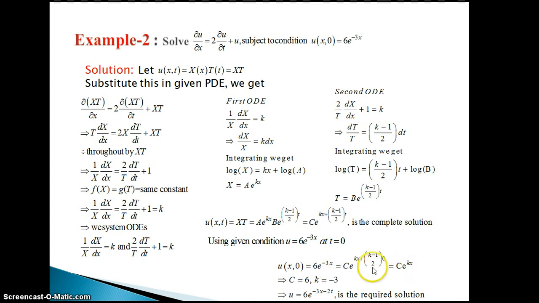Comparing the left hand side and right hand side, we will get C is equal to 6, that is the coefficient of e power minus 3x and e power kx. So we'll get the C value as 6. Similarly, e power minus 3x is equal to e power kx, that is exponential functions are equal, which is possible only if the powers are the same. So using that, we'll get k is equal to minus 3, and substituting back these C and k values, we will get u is 6 times e power minus 3x minus 2t as the required solution. This is the solution of the given PDE.